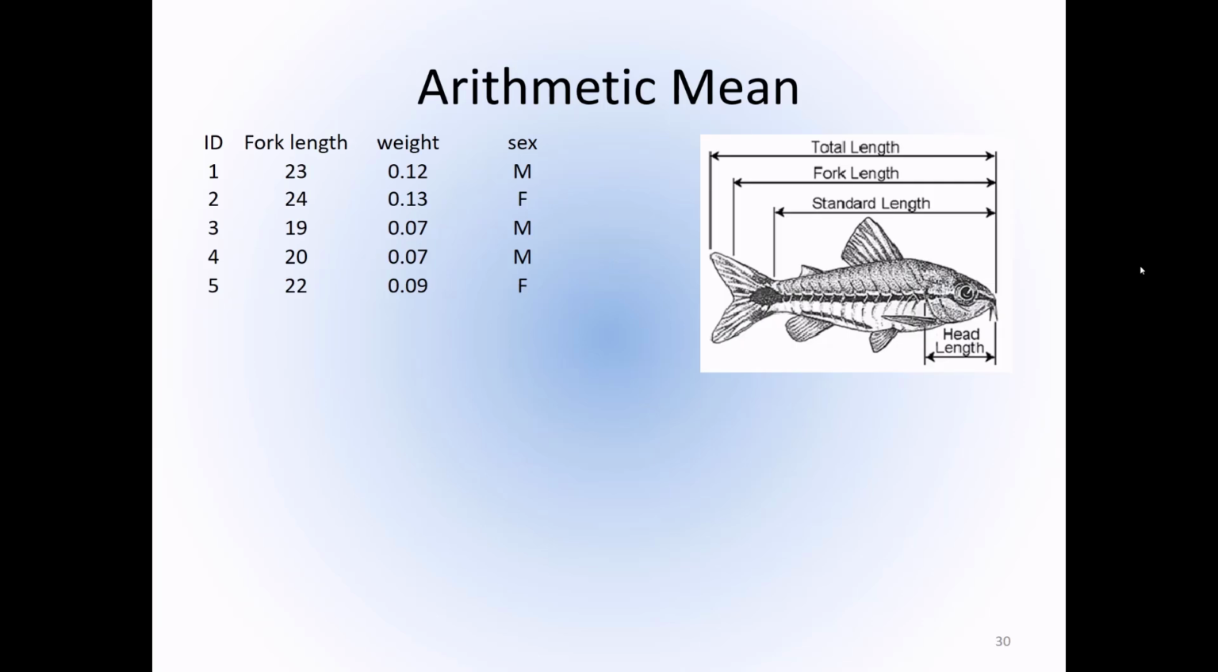So let's go through an example. Let's see how this works. So let's say that we're interested in the mean fork length of a particular type of fish that we've collected.